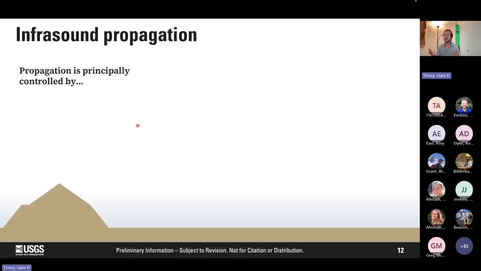So to understand the source of seismic or infrasound waves, we need to understand how those waves are modified as they propagate through the atmosphere. This is similar to seismology, where if you want to understand the source, you have to understand what happens to seismic waves as they travel through the Earth. And this is where I love talking about infrasound, because it has so many direct analogies to our lived experiences with audible sound.